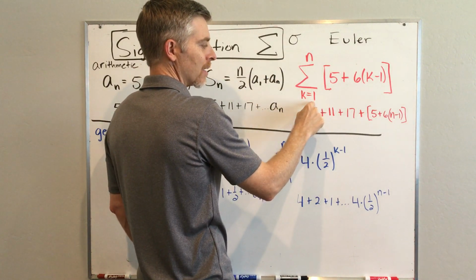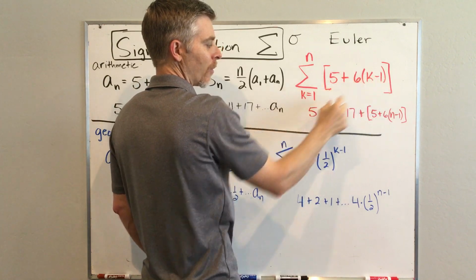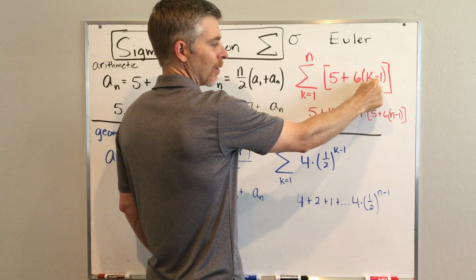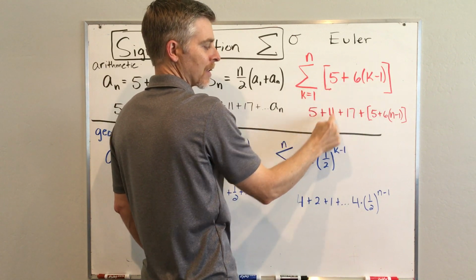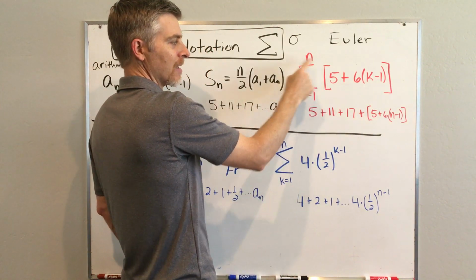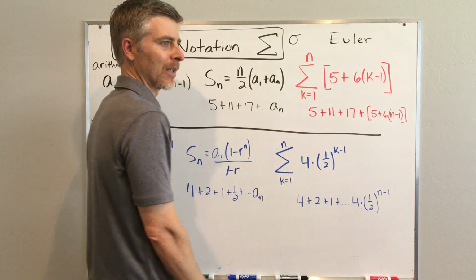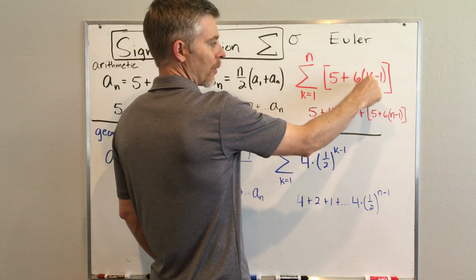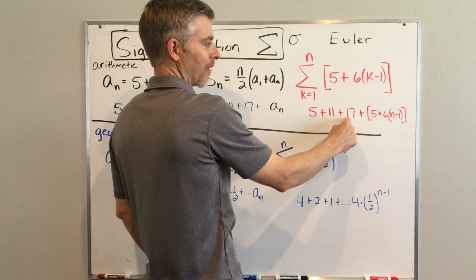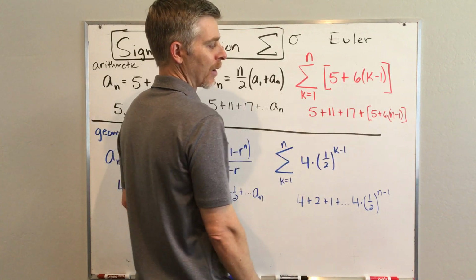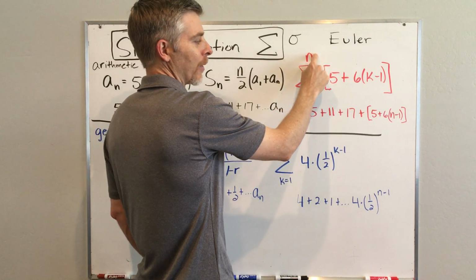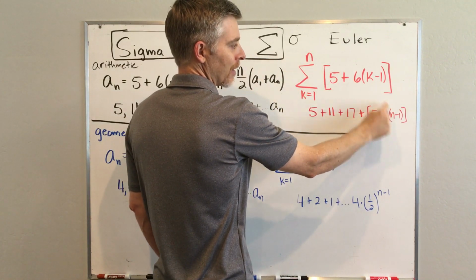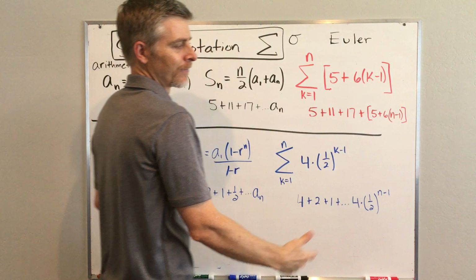That would tell me to start by plugging in 1. So when I plug in 1, I get 5. When I plug in 2, 2 minus 1 is 1, times 6 is 6, plus 5 is 11. That gives me the second term. And since it's sigma, it's telling me to add them together. Then I put in 3 for k. That'll give me 17, and then put in 4 for k. Or in other words, if I wanted the nth term, then k now becomes n.